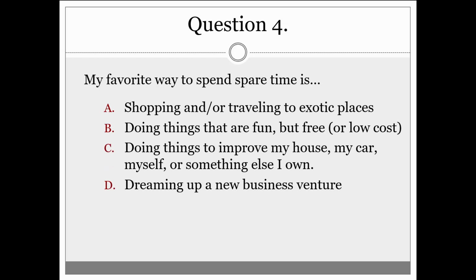Number 4. My favorite way to spend spare time is A, shopping or traveling to exotic places. B, doing things that are fun, but free or low cost. C, doing things to improve my house, my car, myself, or something else I own. Or D, dreaming up a new business venture. Whichever one of those best describes you, write that letter down next to number 4 on your sheet of paper.